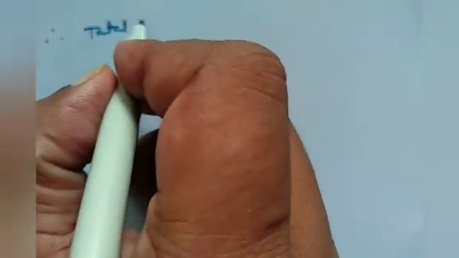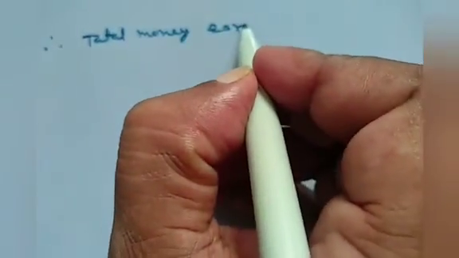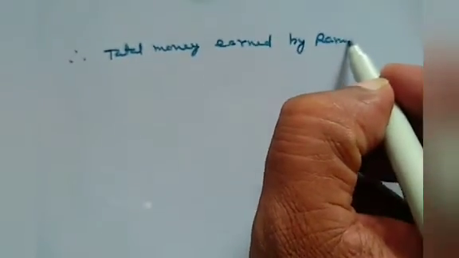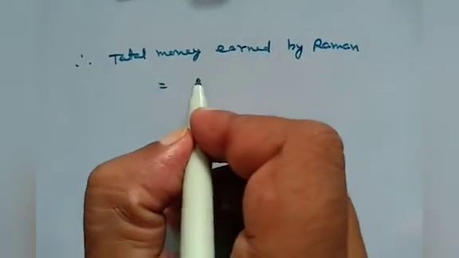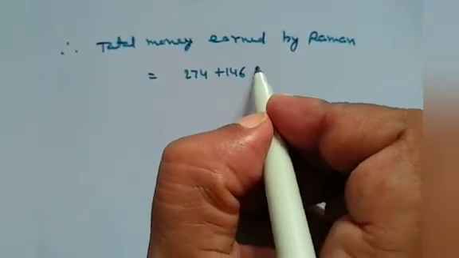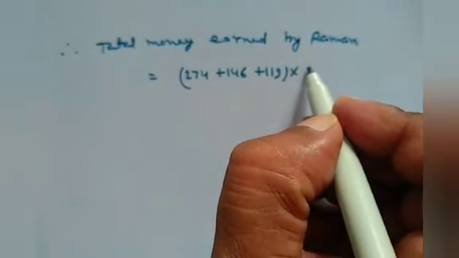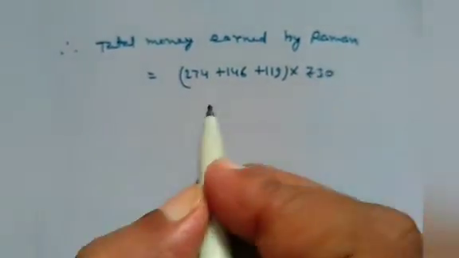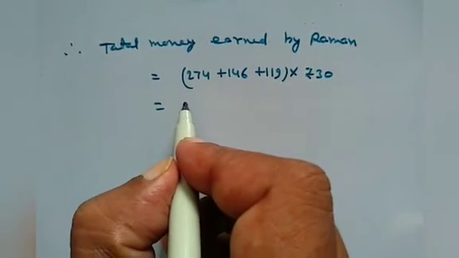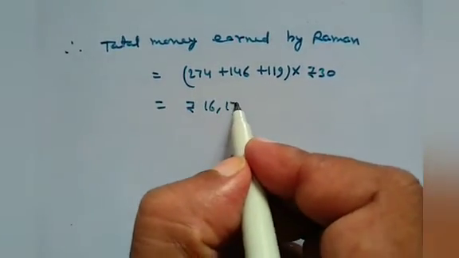Therefore total money earned by Raman equal to (274 plus 146 plus 119) into rupees 30, equal to rupees 16,170.